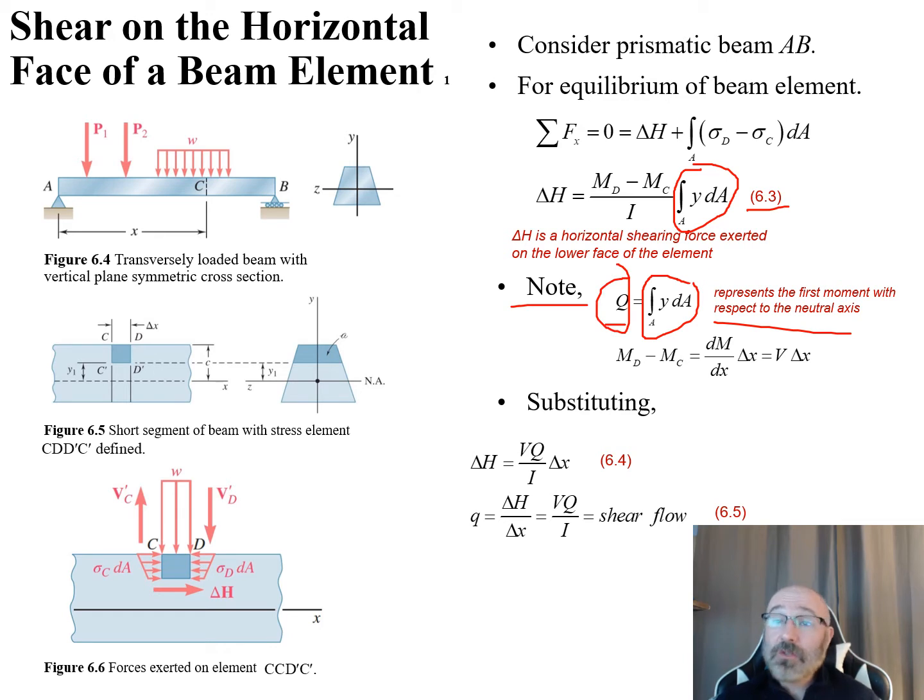Now we can also make a note that if we're saying the moment at D minus the moment at C, that's going to be the change in moment with respect to the position x, because if we look back to C and D, that's moving along our x-axis. So this is just the change in moment with respect to that position along the x-axis. So that's our dM dx times our delta x, where again this delta x is the difference between C and D.